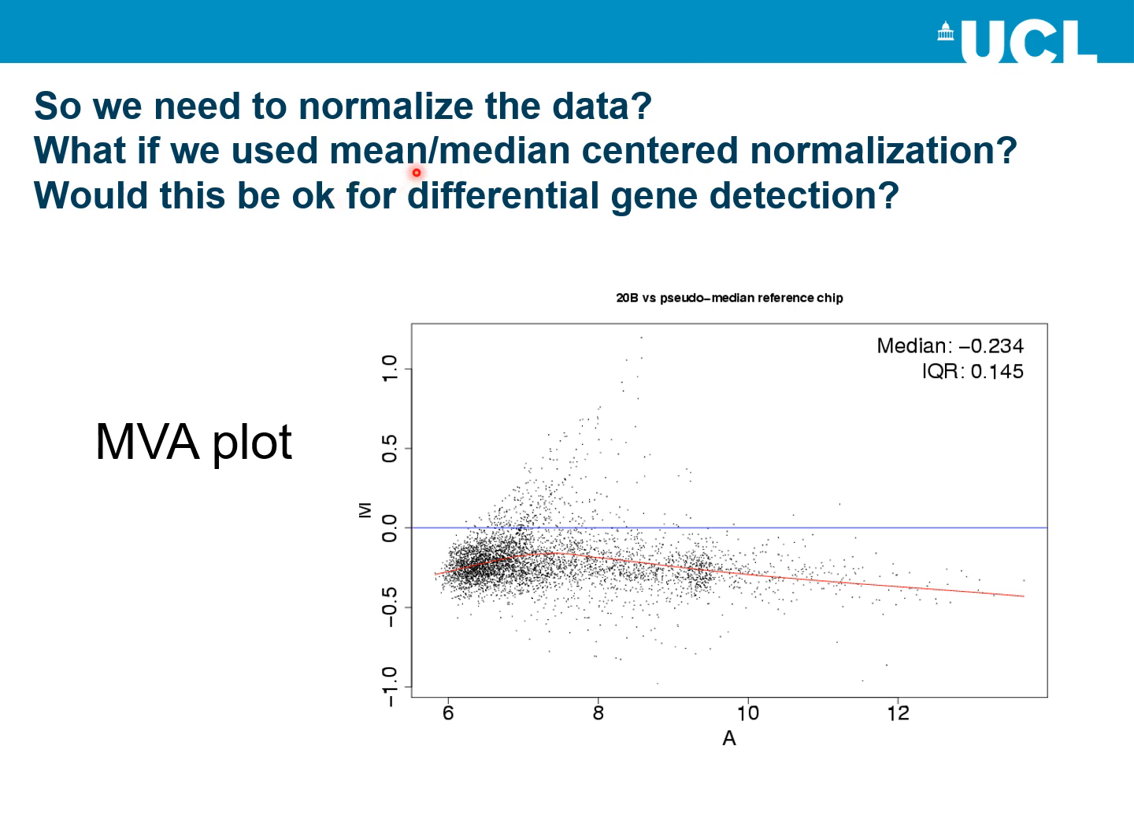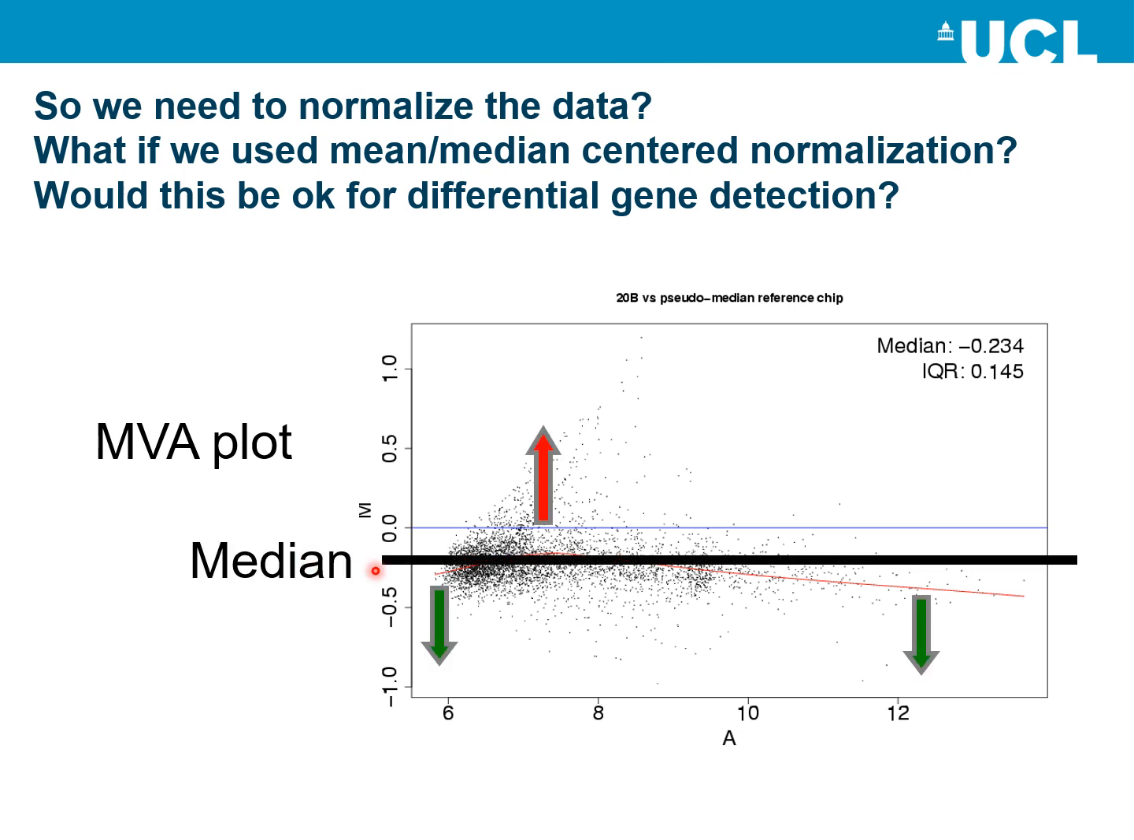What if we used mean or median centered normalization? Would this be okay for differential gene detection? So hopefully you've answered no, it wouldn't be okay. Why is that? Well, the median normalization relies on the median value of all of the genes, and then you shift all the genes up by that amount so that the median value has zero difference.